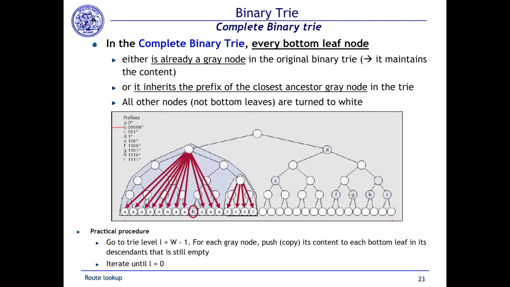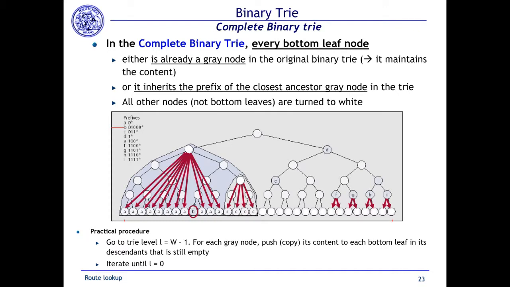First, go to the level, so we have the level W. At level W, if there are gray nodes already there, they will stay. Then we go up one level, level W minus 1 in this case. Here, if you have gray nodes, you have to copy the content to each bottom leaf if the descendant is still empty. For example, here F has two children, they are both white, so we can copy the content of F down. The same for G, the same for H, the same for I.